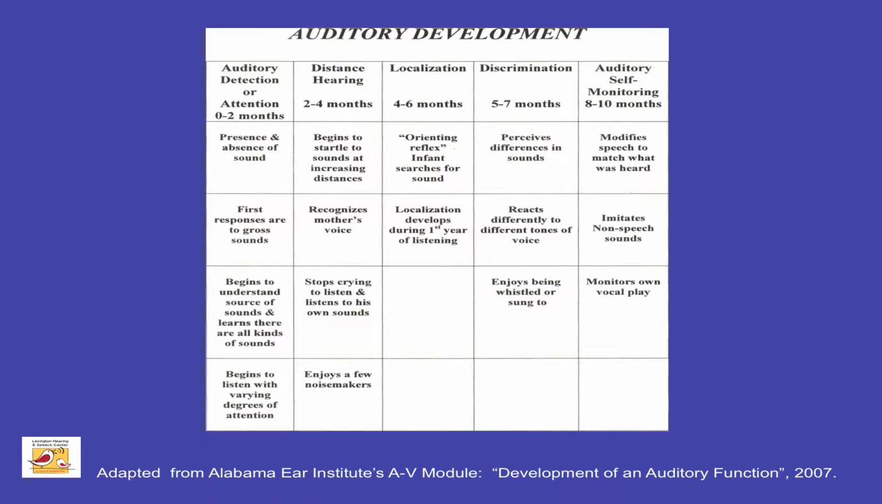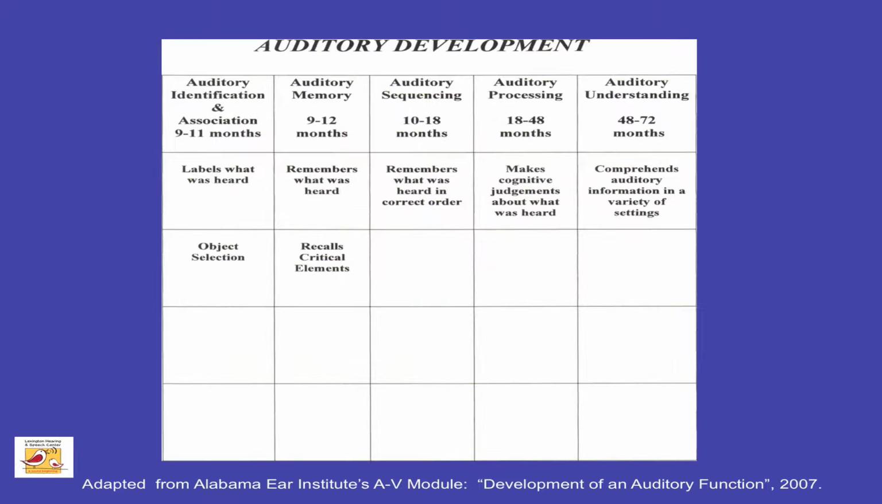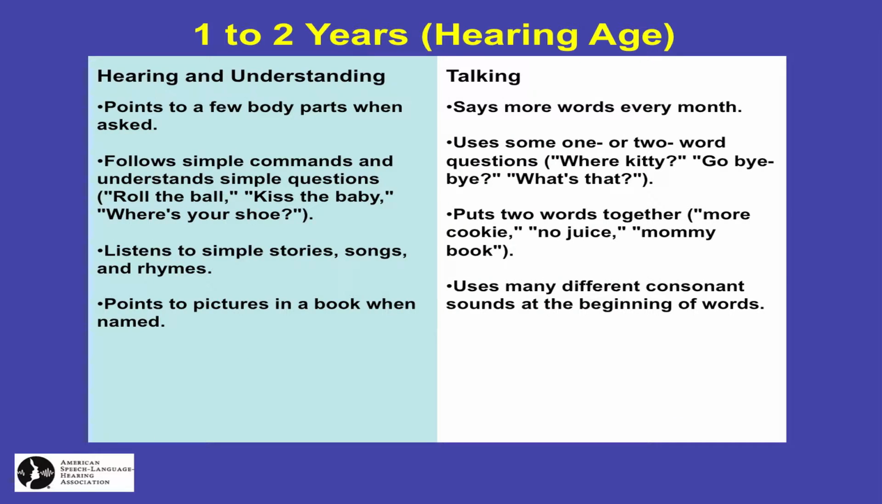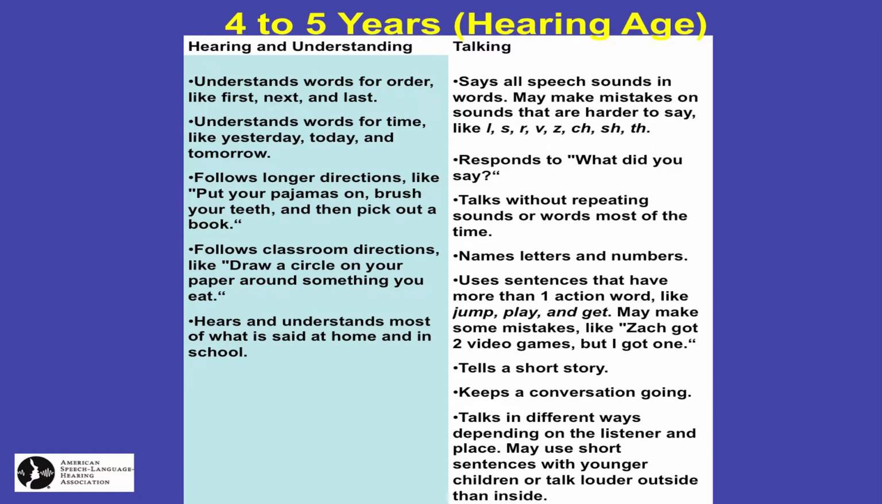This chart includes ages and the different levels of auditory development. The American Speech Language Hearing Association has typical hearing, understanding, and talking milestones, ages birth to 5. Here are some examples. 1 to 2 years, remember, look at the hearing age, and it goes to 4 to 5 years.